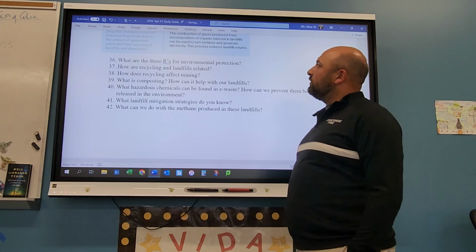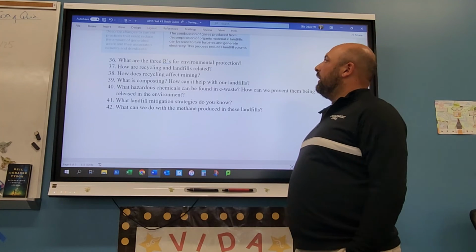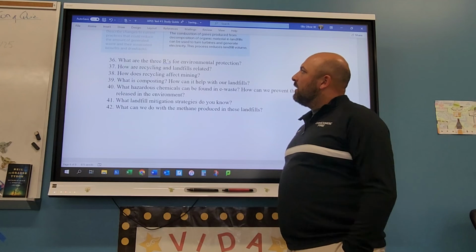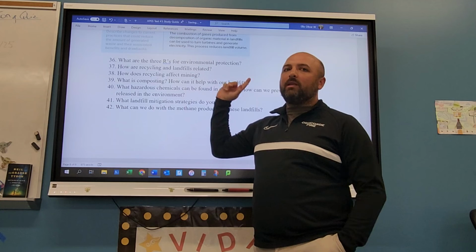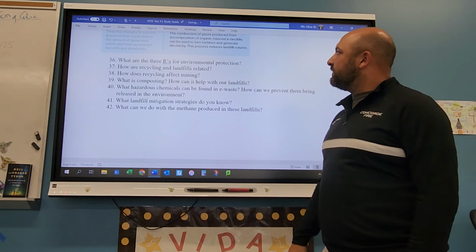How are recycling and landfills related? Well, the more you recycle, right, the less you got to put into a landfill. How does recycling affect mining? The more you recycle, the less you got to mine. That's good. We want less mining. We want less landfills. So recycle.